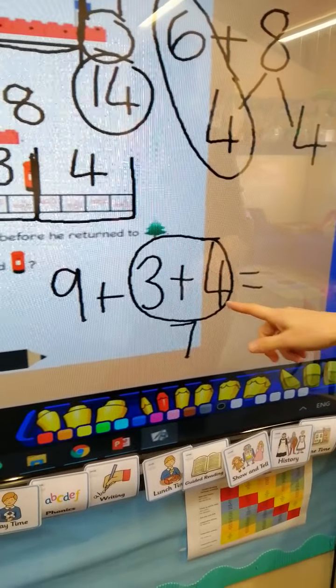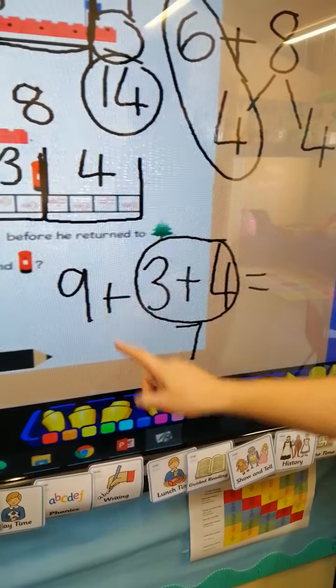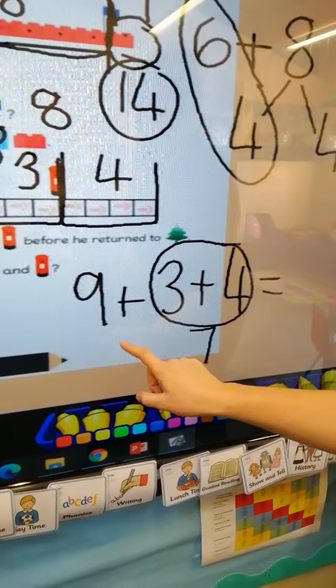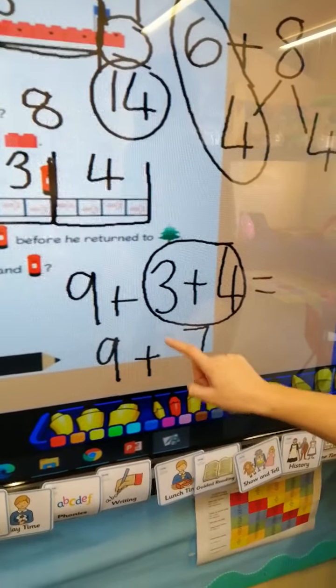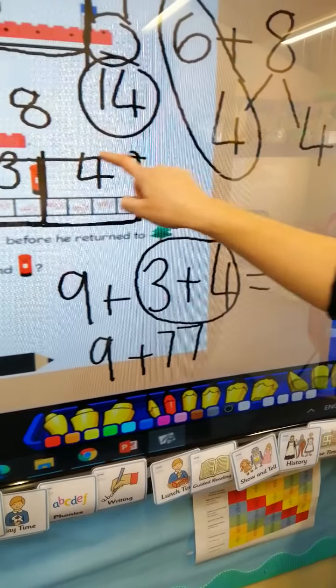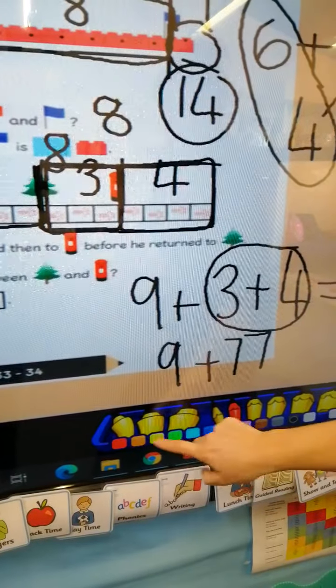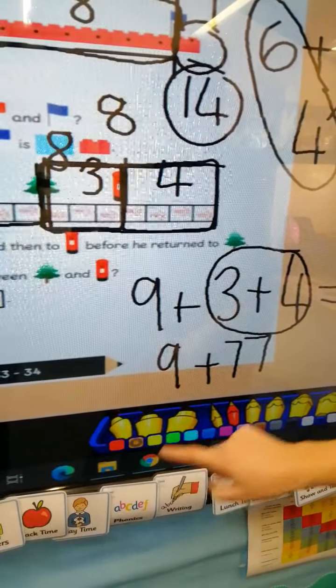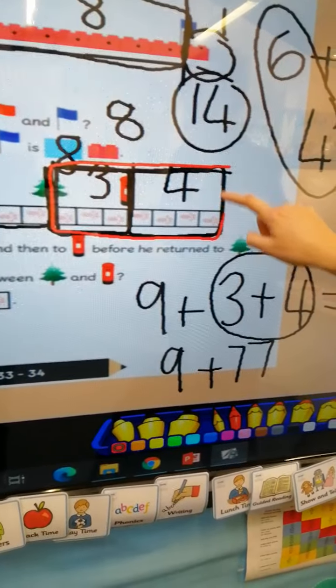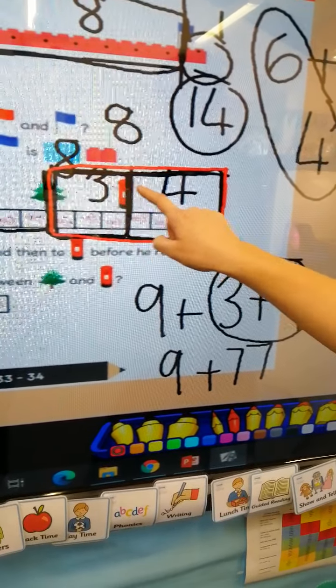So now I can replace 3 and 4, and I've just got 2 numbers in my number sentence. Instead of 9 and 3 and 4, I've now got 9 and 7. So I've put these 2 parts together. So I know these 2 parts here. Should I put that in a different colour? Maybe not yellow, because you won't be able to see that on the whiteboard. These 2 parts here, 3 and 4, means there's 7.